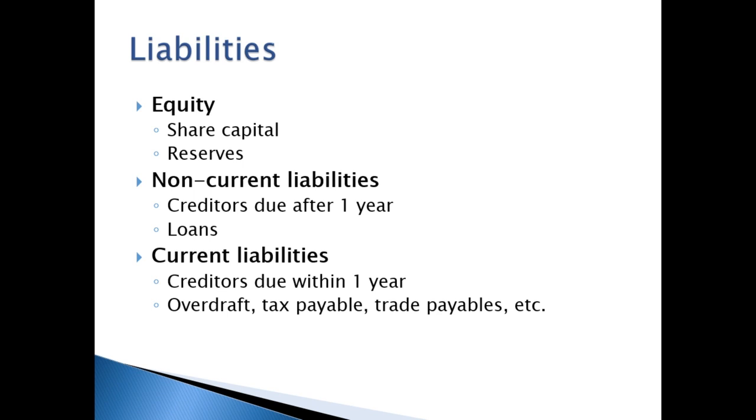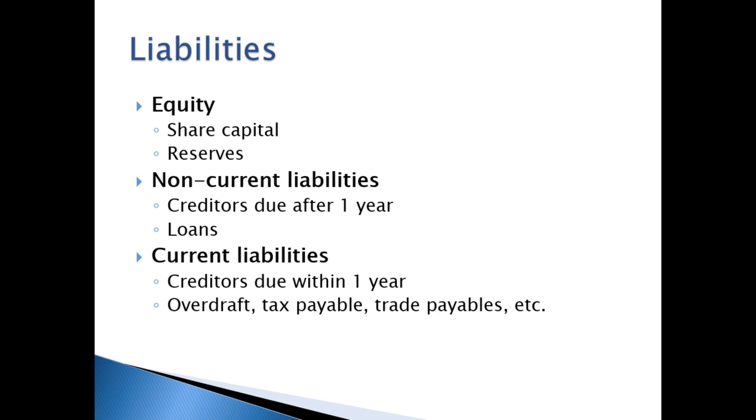There are two types of reserves. There are capital reserves, which arise from certain capital transactions that we're not going to worry about here. And then you've got revenue reserves. These are retained or accumulated profits which belong to the shareholders, but they've not yet been paid to them as dividends. Sometimes these are labelled as profit and loss account on the statement of financial position.